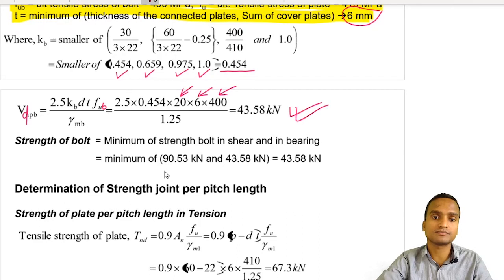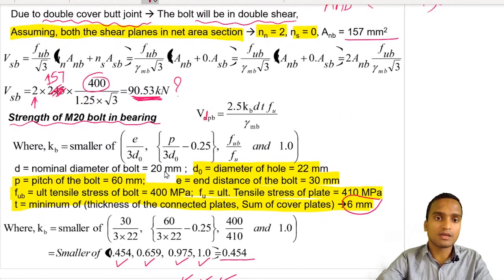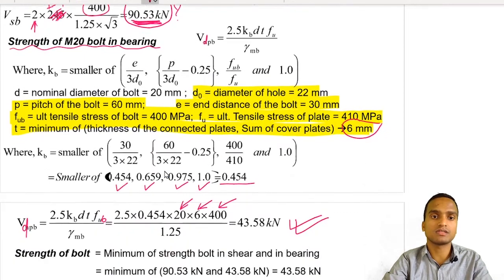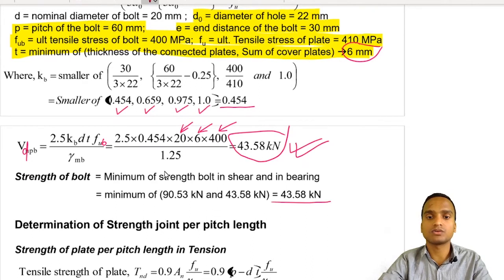Now what is the strength of bolts? So strength of bolts will be the minimum of strength of bolt in shearing and in bearing. If this was the right calculation done, then 90 kilonewton is the strength in shearing, and 43 kilonewton is the strength of bolt in bearing. So the minimum of these two values is 43 kilonewton.